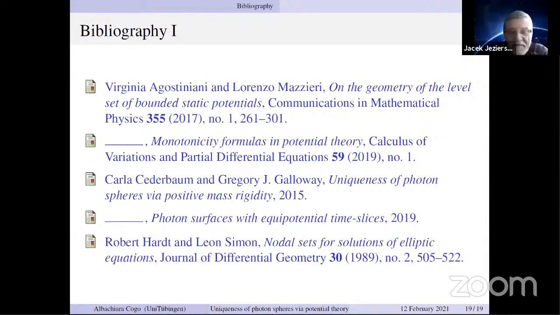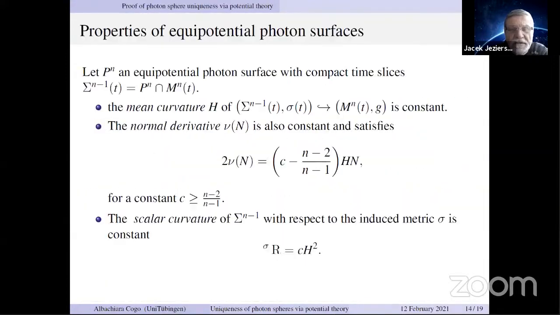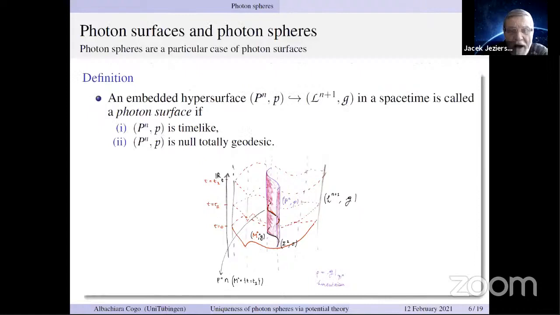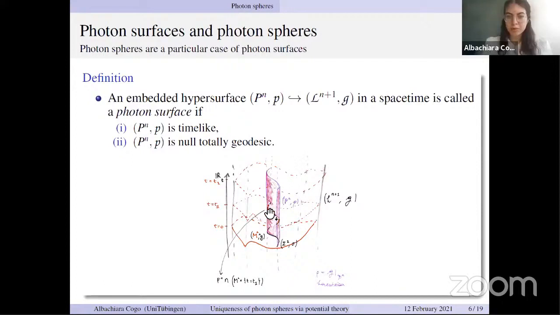Piotr, may I ask a simple question related to the definitions? Because I missed something about this photon sphere. So there was this photon surface. Is it of codimension 2 or codimension 1? This is crucial, yes? So on this picture, this is the hypersurface of codimension 1, yes? The pink one, yes. Yes.